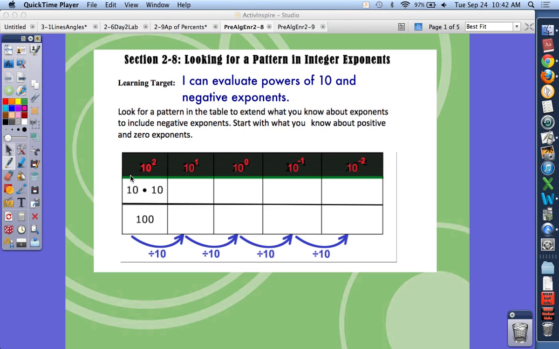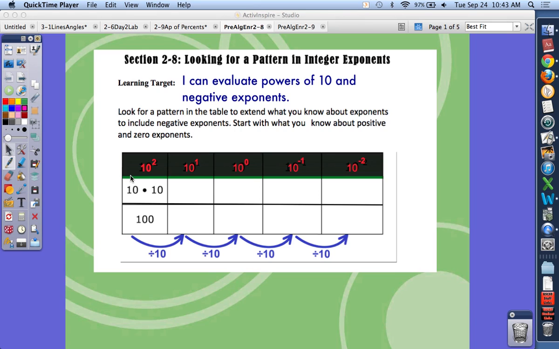Yesterday we talked about the properties of exponents and how you could simplify multiplying powers with the same base, as well as dividing powers with the same base, as well as the zero power. Okay, so we've talked a lot about exponents. We're going to be continuing to talk about exponents today and really looking for a pattern within these exponents to talk about a new component of it for you.